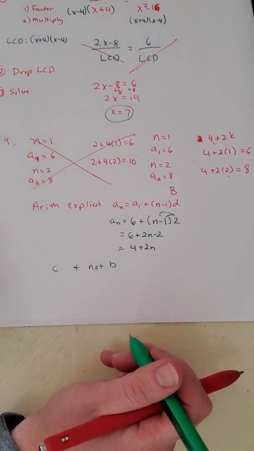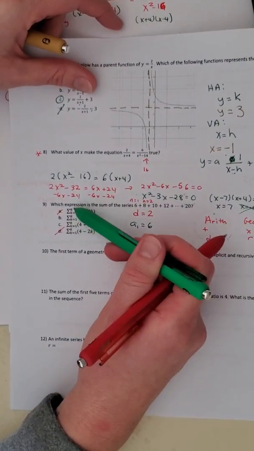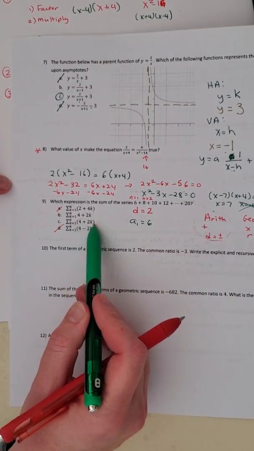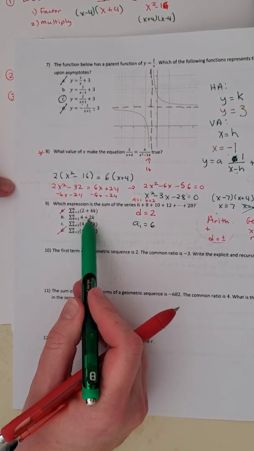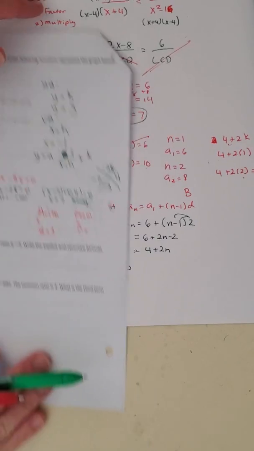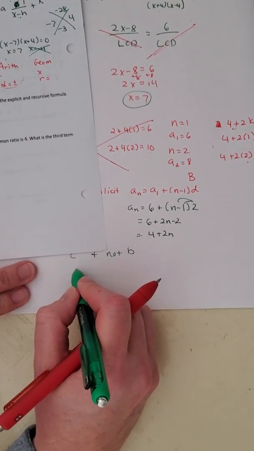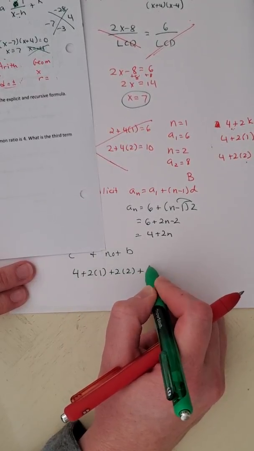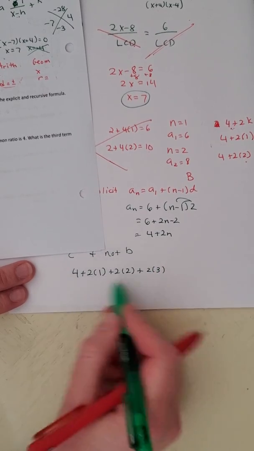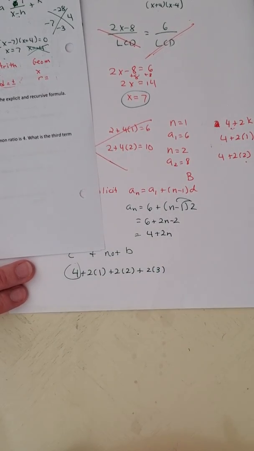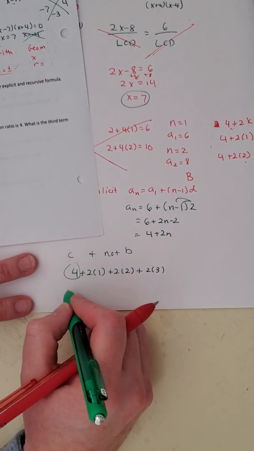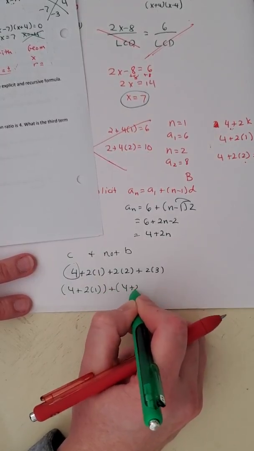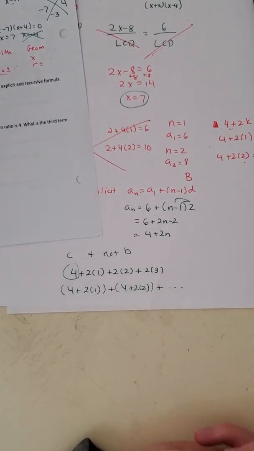All right, so the answer to that question is when you have this symbol, summation notation, if you don't put parentheses around your function, let me show you what B would look like. B would be 4 plus 2 times 1 plus 2 times 2 plus 2 times 3, etc., etc. You would only add the 4 one time. C, however, would be 4 plus 2 times 1 plus 4 plus 2 times 2 plus, and so on.